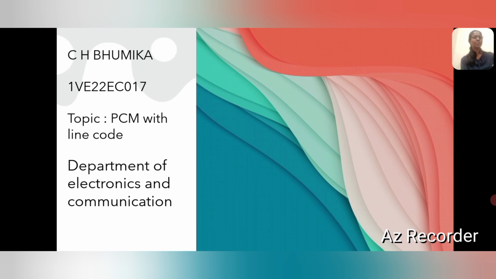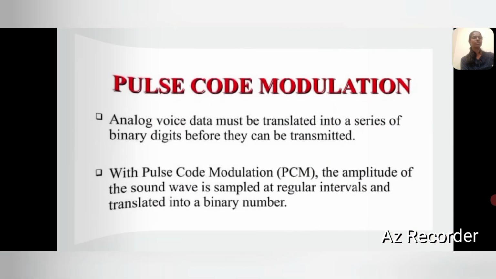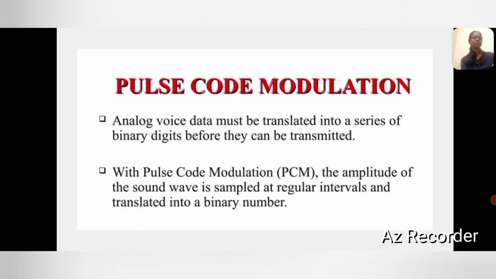Today's video is about the subject Principles of Communication, in which we are talking about the topic PCM with line load. PCM refers to pulse code modulation, where the analog voice data must be translated into a series of binary digits before they can be transmitted. With pulse code modulation, the amplitude of the sound wave is sampled at regular intervals and translated into a binary number.